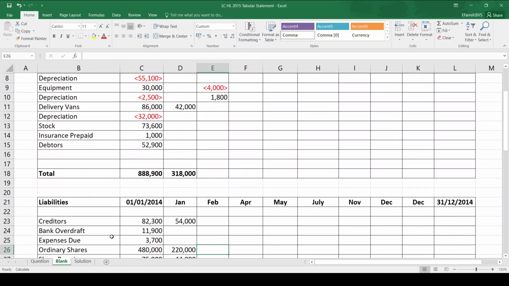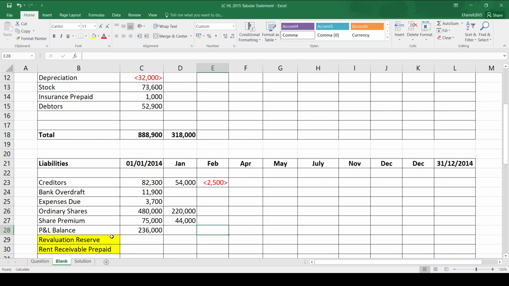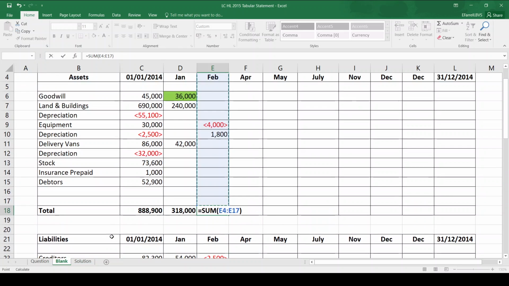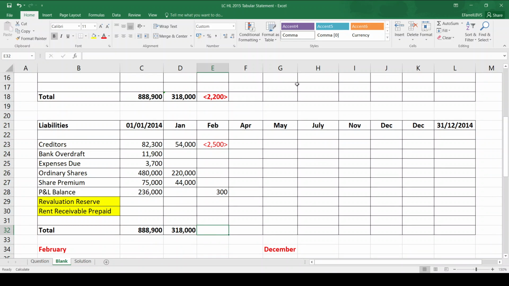We do not owe the creditor 2,500 anymore because he took the fridge freezer in full settlement of the debt. So creditors are going to go down by €2,500. And as shown below in the workings, we made a profit of €300. So profit and loss balance will increase by €300. Now to add up the assets for February, they come to minus 2,200, and the liabilities also come to minus 2,200.